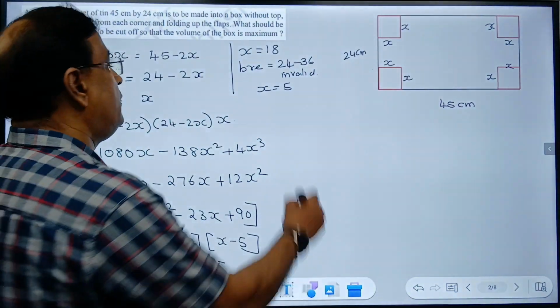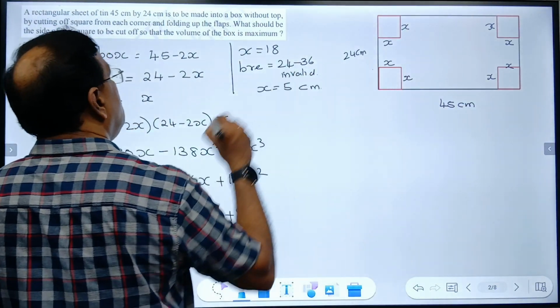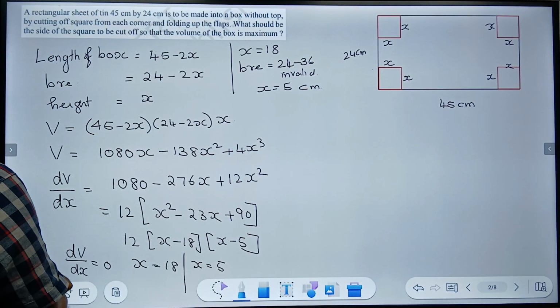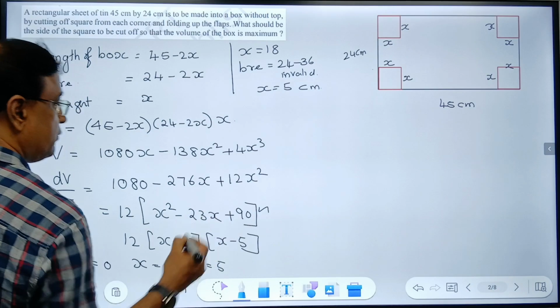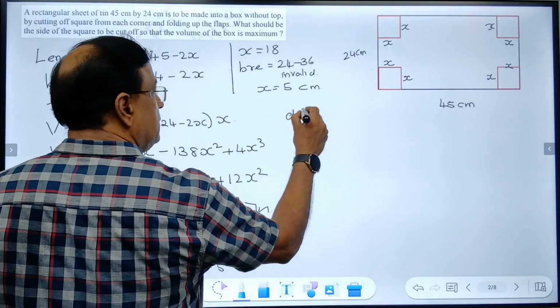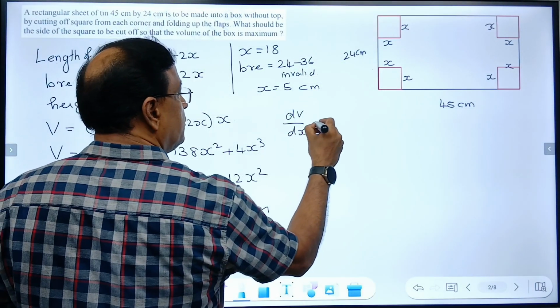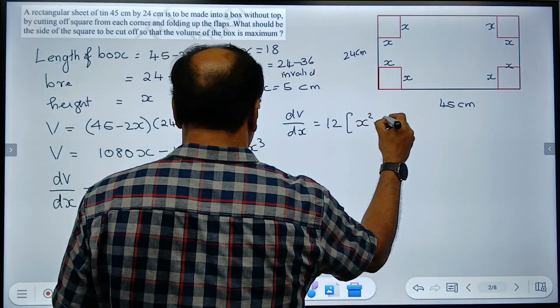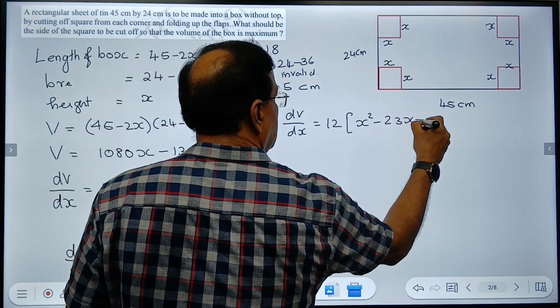Okay, in fact 5 centimeters. Now how do I maximize? So I need to maximize the volume. So what I will do, I will take this and differentiate. So let's take dV/dx. dV/dx will be 12 into x square minus 23x plus 90.